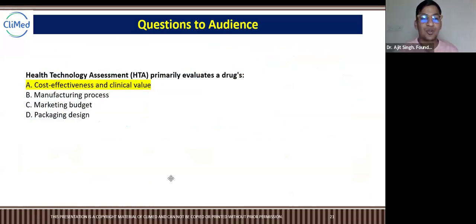Your instincts are correct. So the answer here is cost effectiveness and clinical value. Okay. Health technology assessment is what exactly?